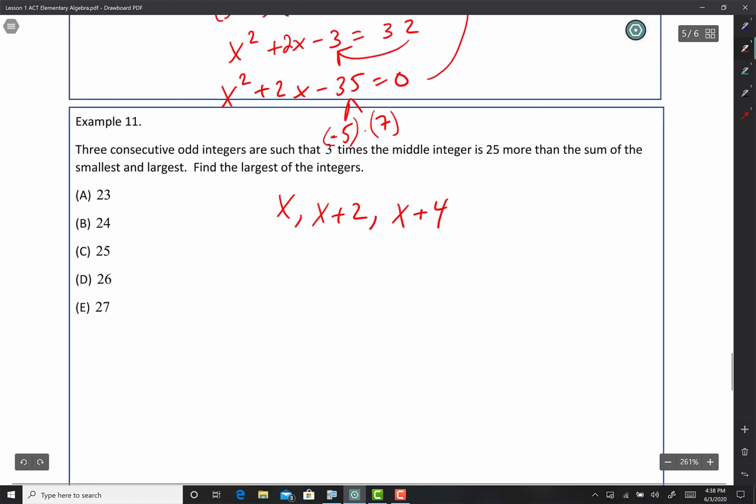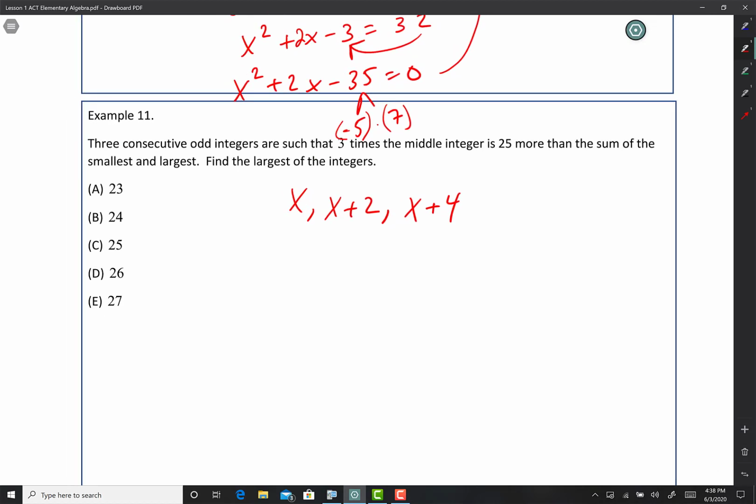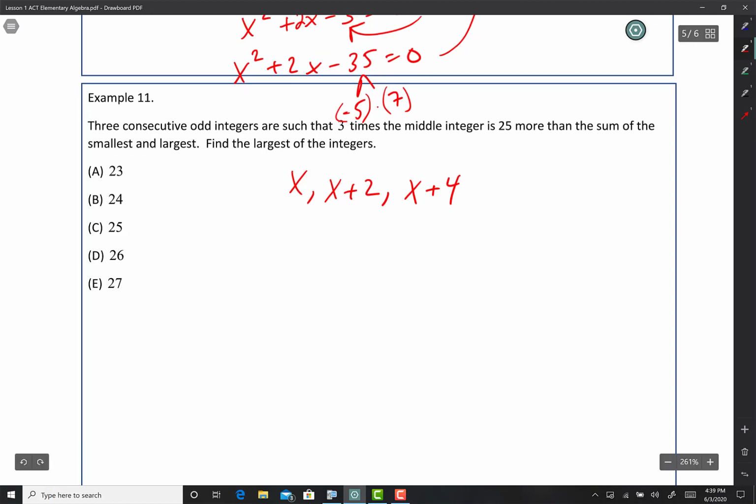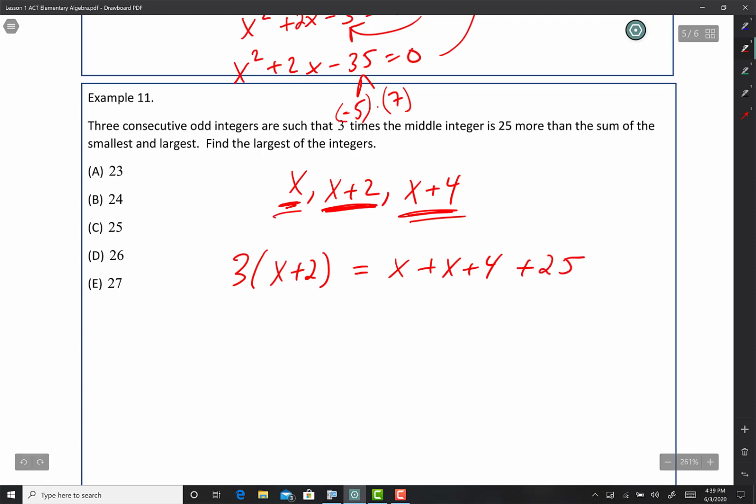Now here we go, back to business. And it says 3 times the middle integer is 25 more than the sum of the smallest and largest. Okay, it makes more sense now. 3 times the middle integer, so this is the middle, and then whatever that is, it's 25 more than the sum of the smallest and largest. So whatever the sum is of the smallest and largest, x and x plus 4, 25 more on top of that: x plus x plus 4 plus 25. All right, there we go.